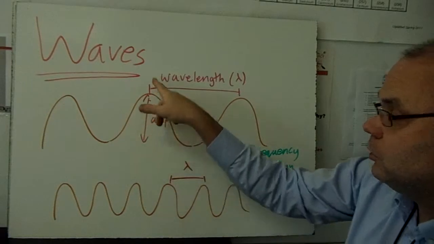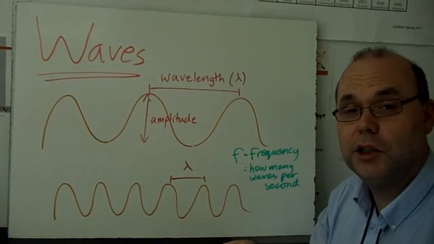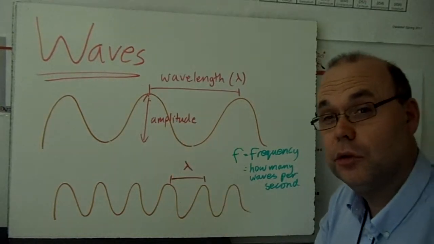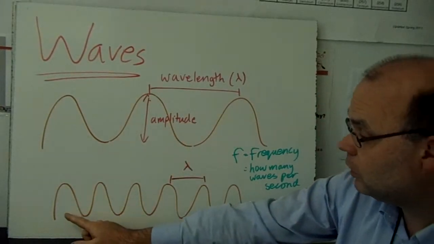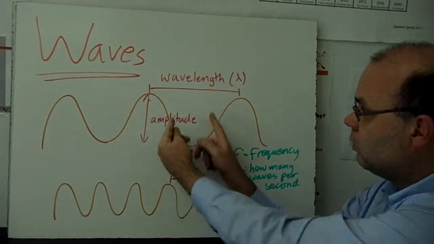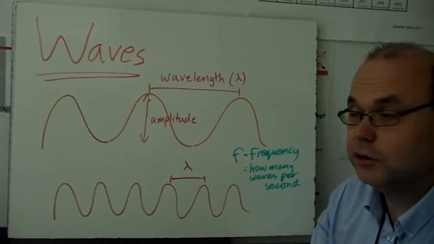The amplitude is how big the wave is. We're not going to use that so much in chemistry, but when you take physics, you'll probably do more with the amplitude of waves. Here's another wave. You see, this wave is smaller. It's got a smaller wavelength. That's how you compare waves.